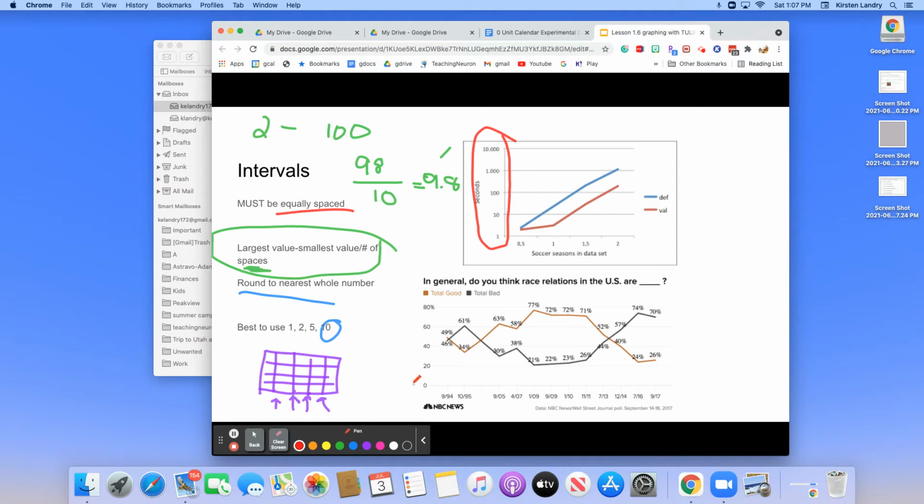So tell me in Edpuzzle or in your journals what you think about this graph and how this interval could affect how we look at this graph, if that makes sense. So take a look at that, pause the video, write what you think about this graph, and come on back.